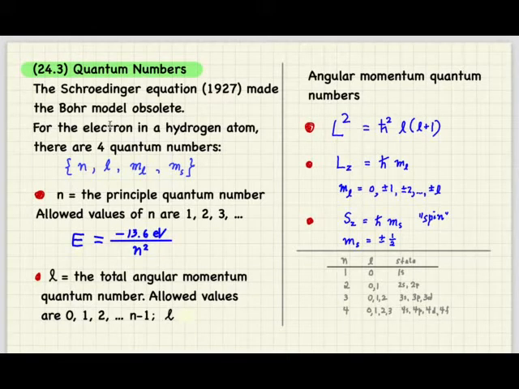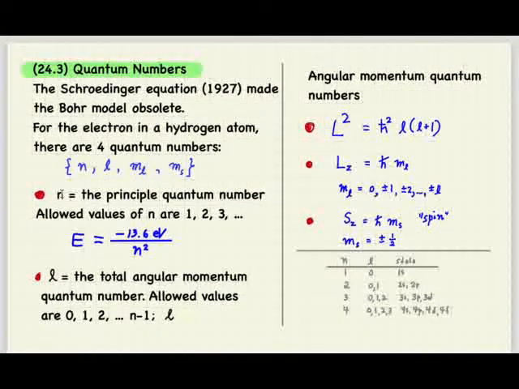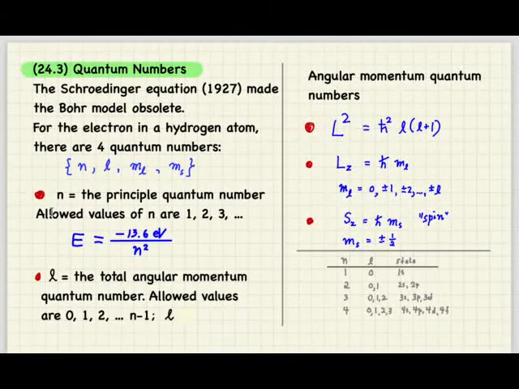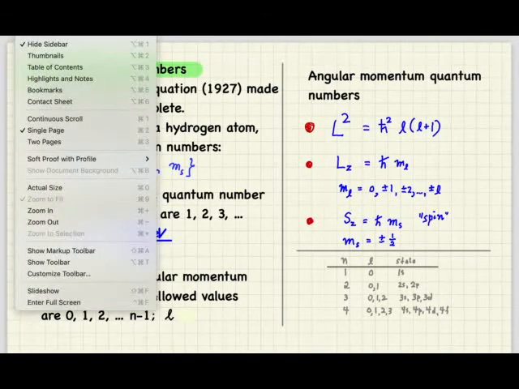So the electron states in a hydrogen atom actually have four quantum numbers: n, l, m sub l, m sub s. n is called the principal quantum number. The allowed values of n are 1, 2, 3, 4, and so on, just positive integers. And the energy of any state with principal quantum number n is minus 13.6 electron volts divided by n squared. Now you see that is consistent with the energy levels in the Bohr model.